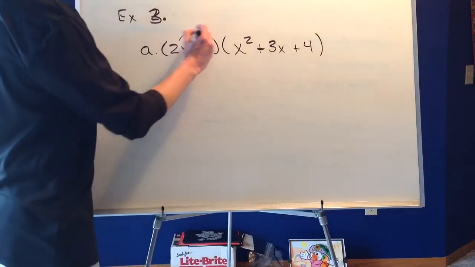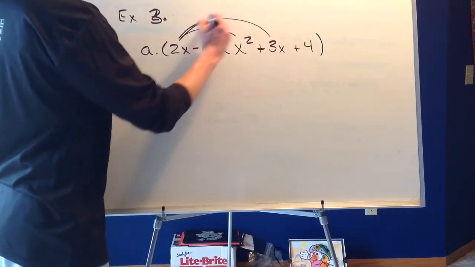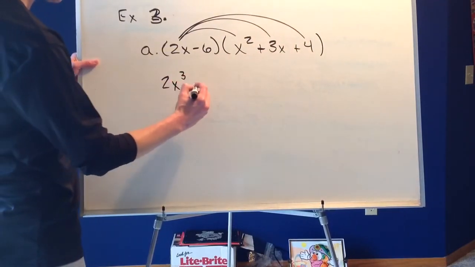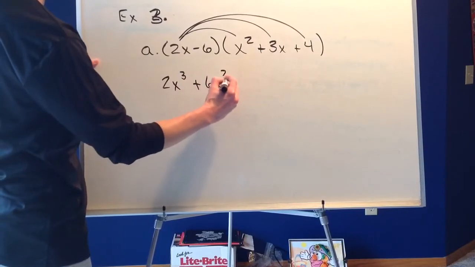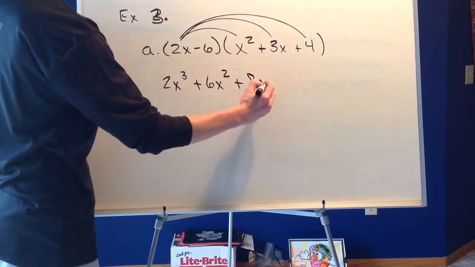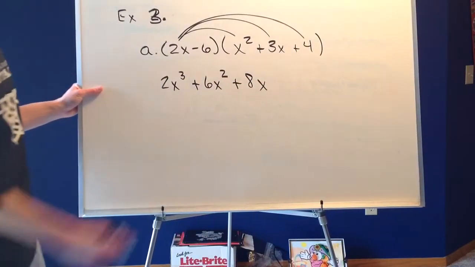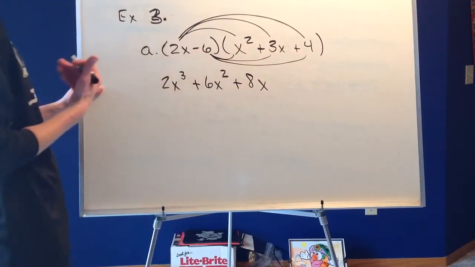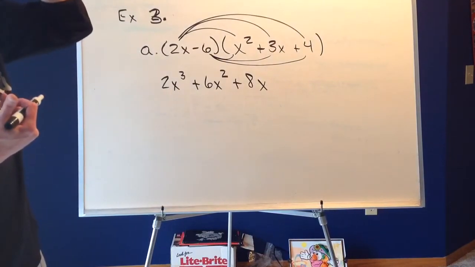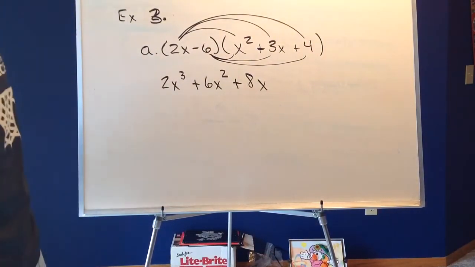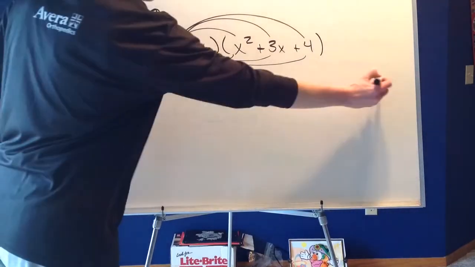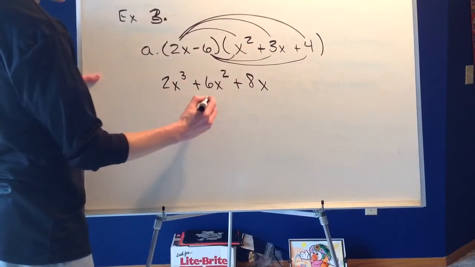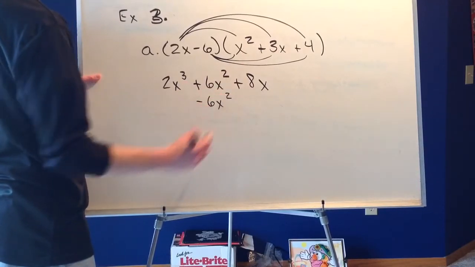Okay, so first thing I need to do is distribute my 2x to everything. Okay, so I end up with a 2x to the third, I end up with a 6x squared, and I end up with an 8x. Okay, then I want to distribute my negative 6 to everything. Now, I like to put the like terms underneath each other. To me, that makes it easier to match them up in the next step. Completely up to you if you want to go this way or if you want to do it like I'm going to. So negative 6x squared would go with my x squared.